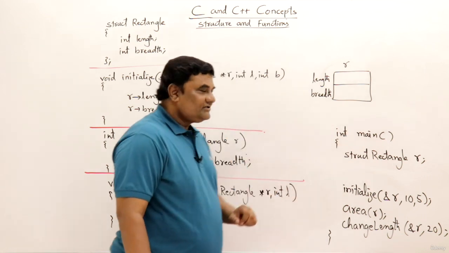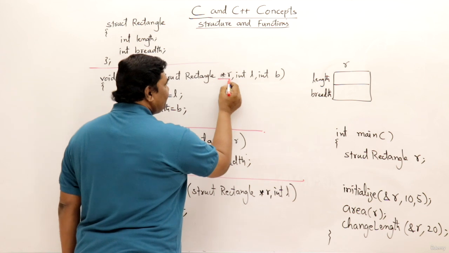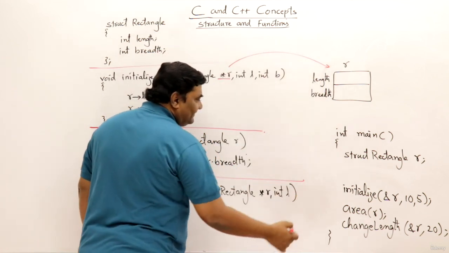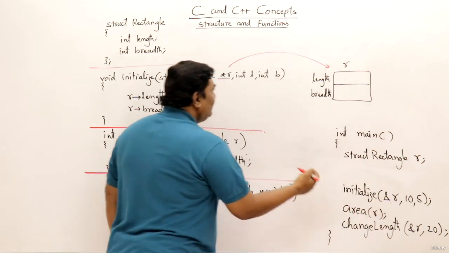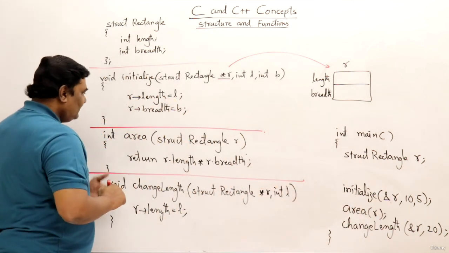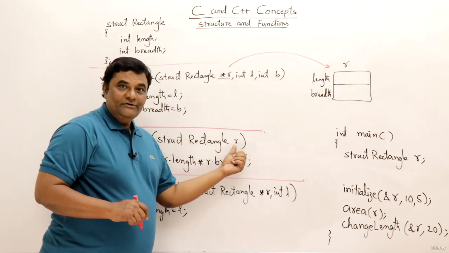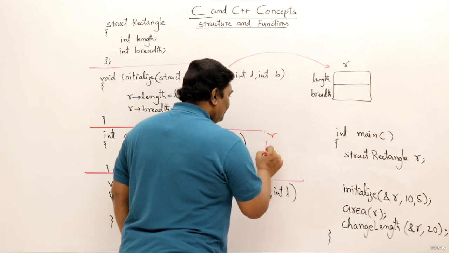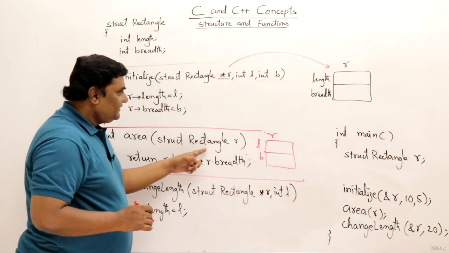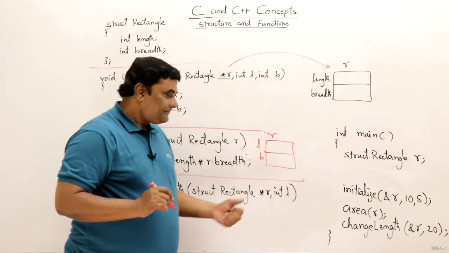So let us look at these functions. See, this is the first function, initialize, which is taking an address variable R. So this R will be a pointer to this rectangle, as we are sending the address here. Now using the pointer, it will fill up length and breadth. Then this is the area function. This is taking call by value, so it will have its own copy of the rectangle containing length and breadth. So this will not directly access that one. This will have its own copy. This is called by value.